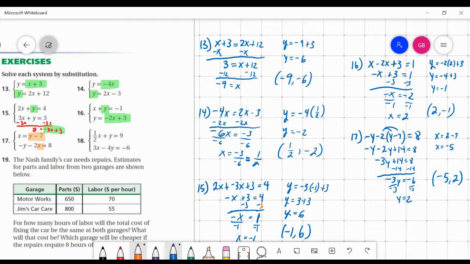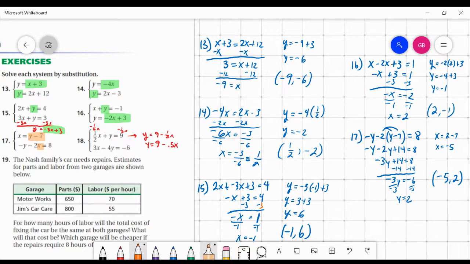And then finally, number 18. What I'm going to do is subtract the 1/2 x from both sides first to get the y by itself. So y is 9 minus 1/2 x. Or y equals 9 minus 0.5x, if it makes it easier for you. 1/2 is the same thing as 0.5.